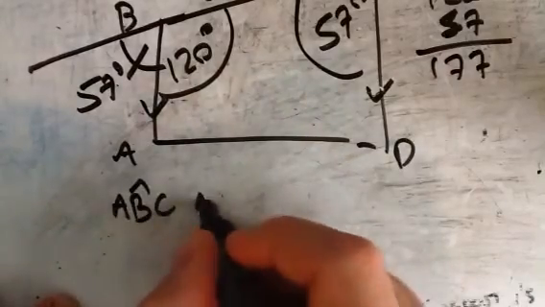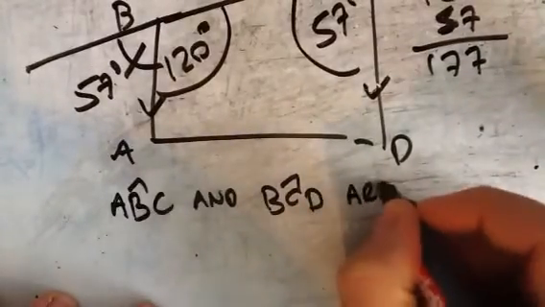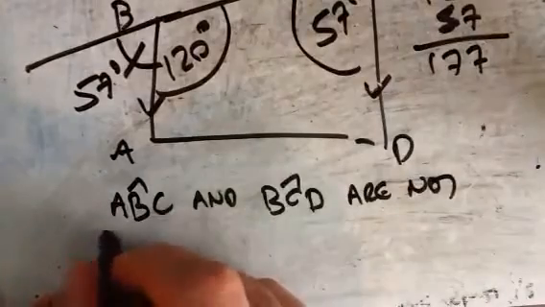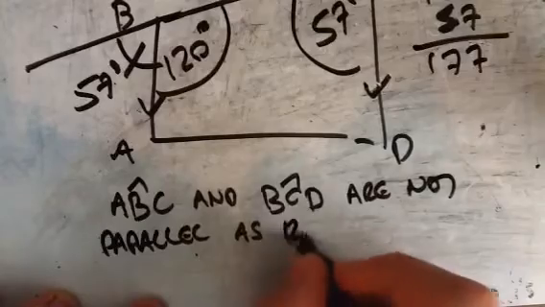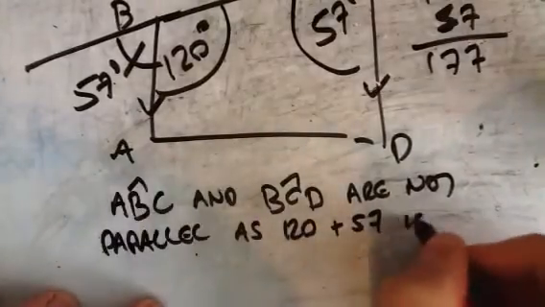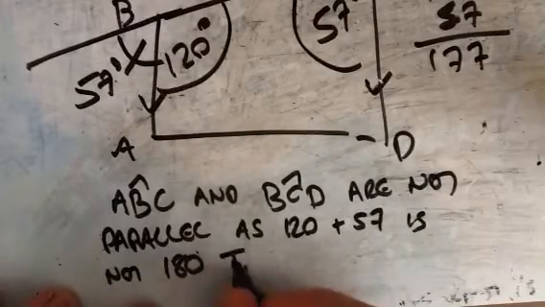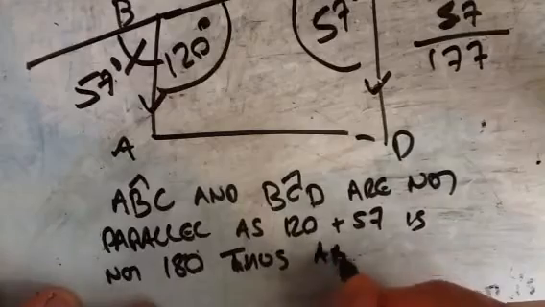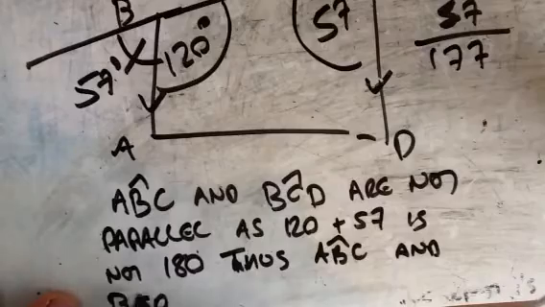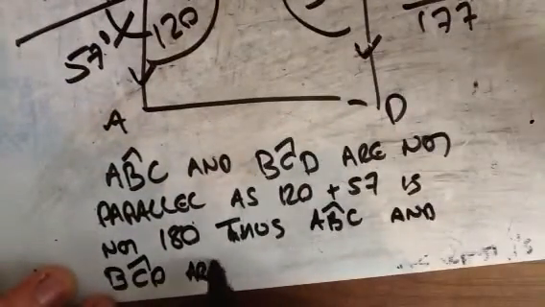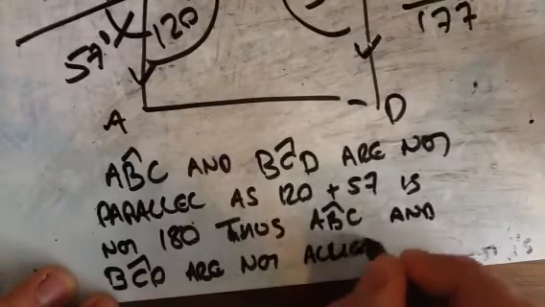So I'm going to say angle ABC and BCD are not parallel as 120 plus 57 is not 180, thus ABC and BCD are not allied angles.